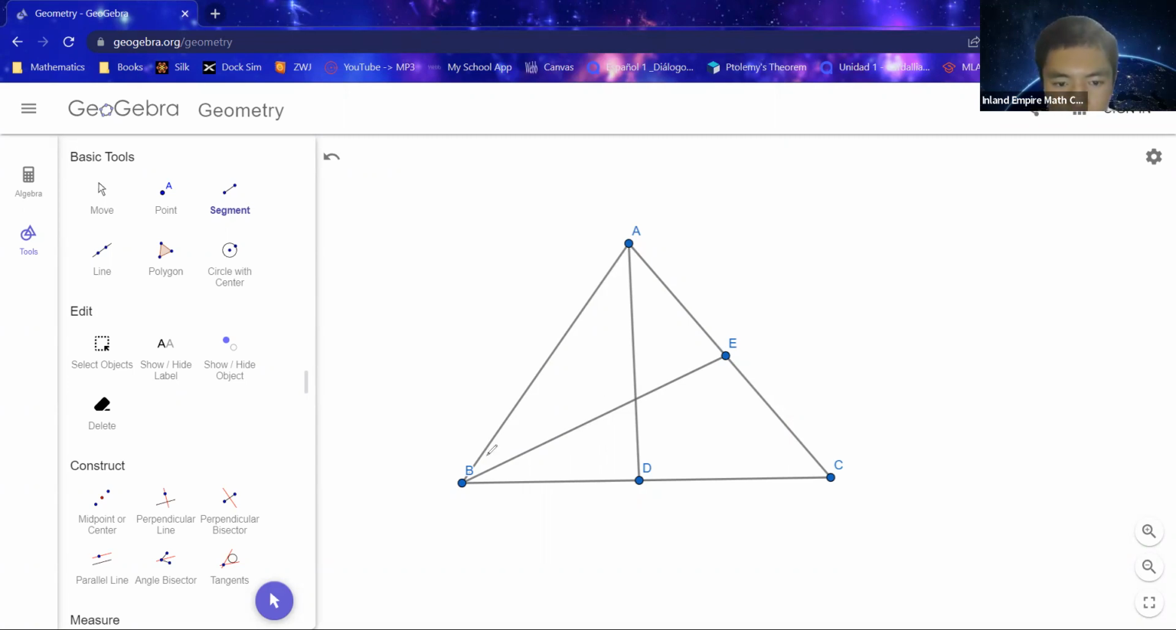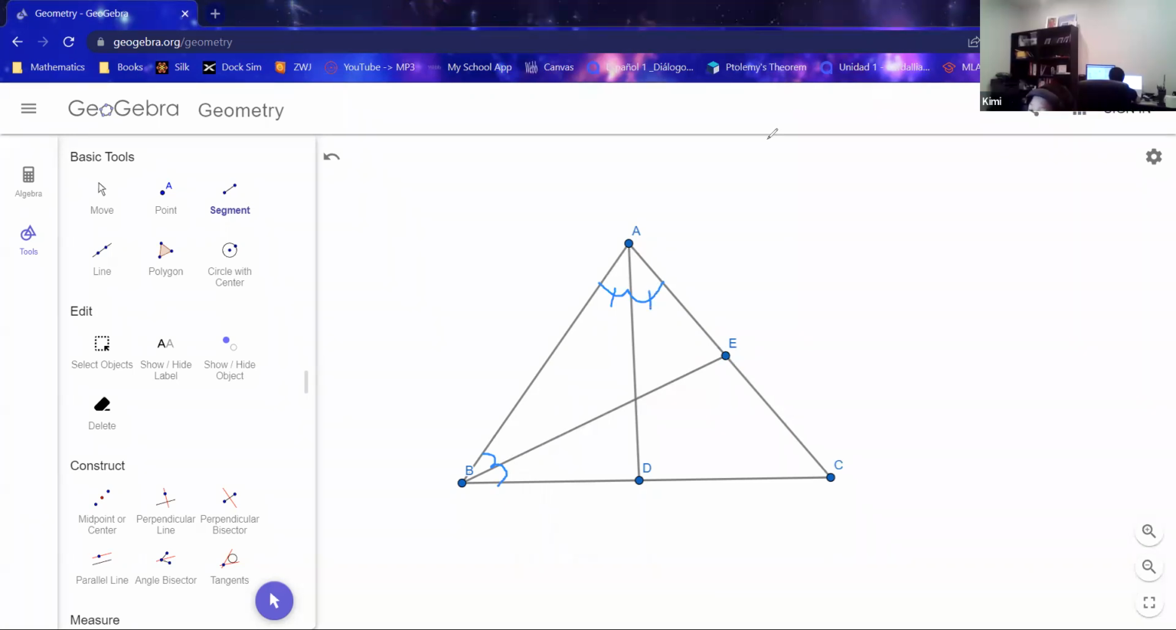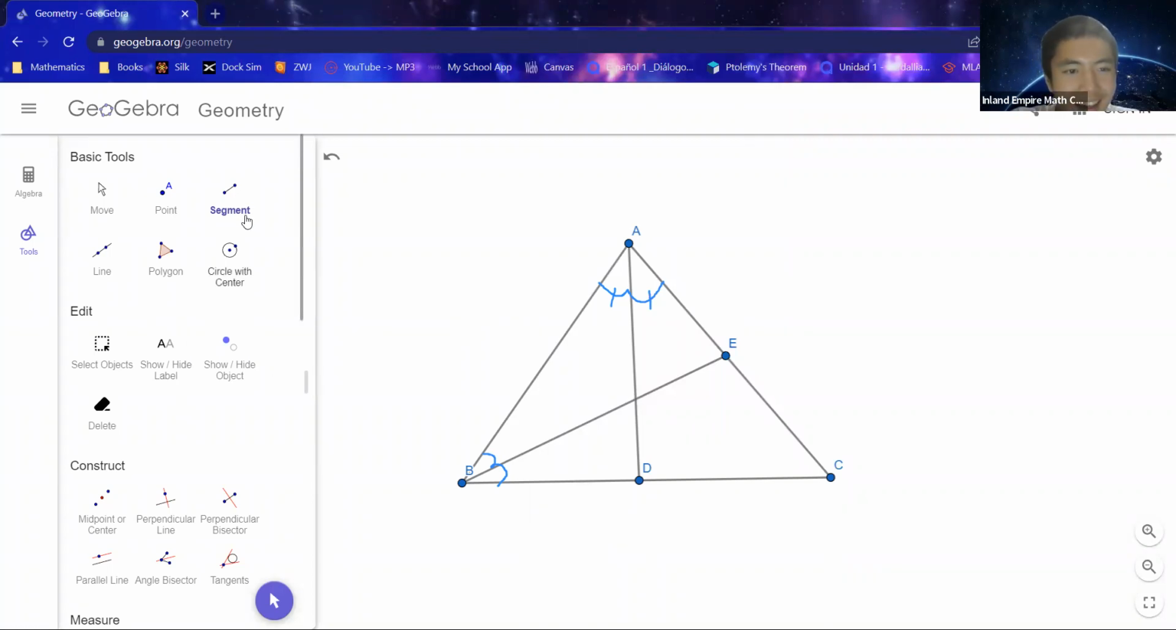So these two angles are equal, and these two angles are equal. We'll see. And we're going to use pretty much the exact logic from the perpendicular bisector proof.